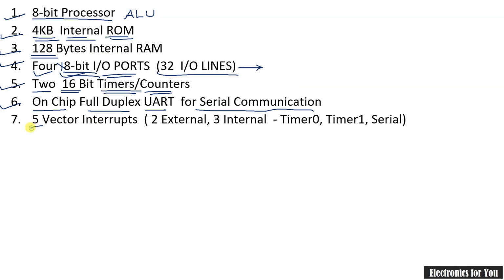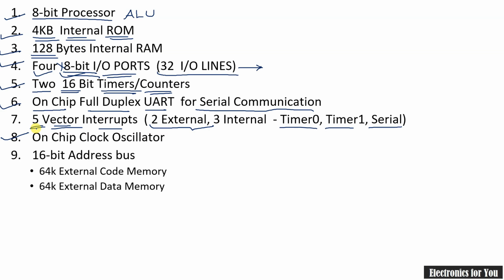It has 5 vector interrupts, out of which 2 are external interrupts, also known as INT0 and INT1, and 3 internal interrupts, that is timer 0, timer 1 and serial interrupt. If we don't consider reset as an interrupt, and if we consider reset as an interrupt, then in total there will be 6 interrupt lines. 8051 is also having on chip clock oscillator.